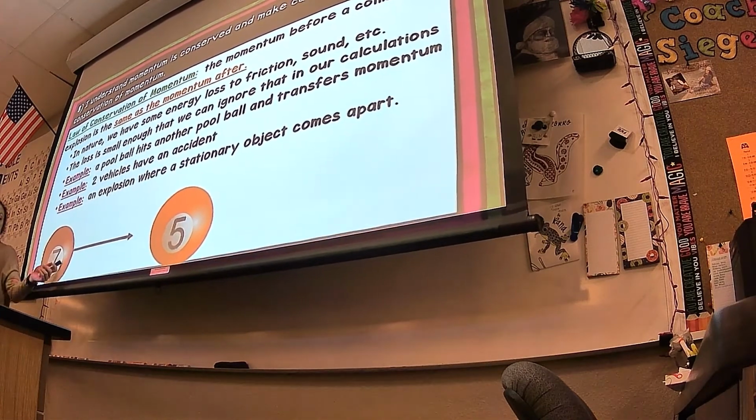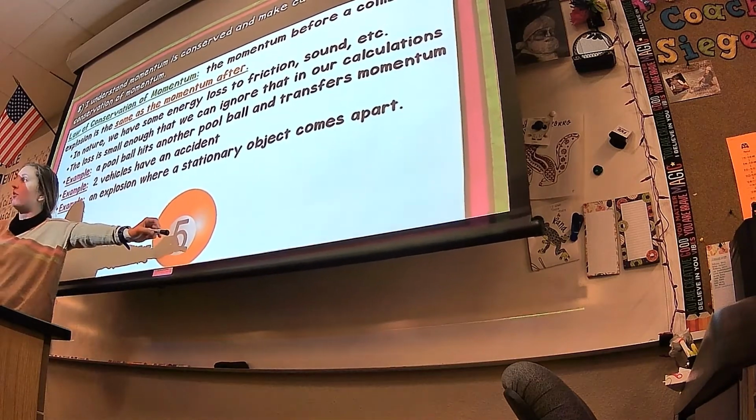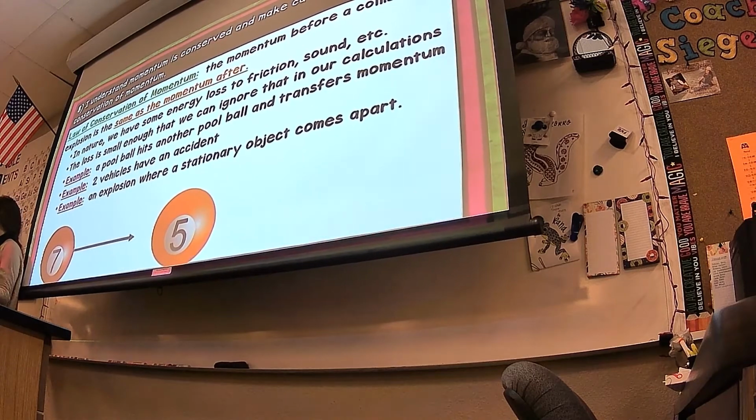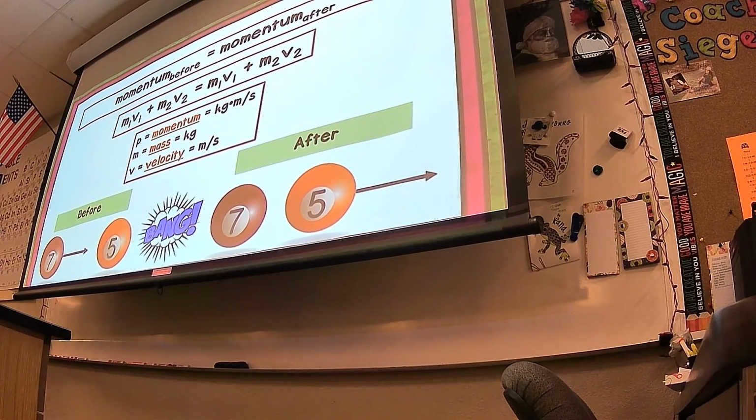Okay? So, the momentum that this number 7 ball has gets transferred to the number 5 ball. The number 5 rolls off, the number 7 is eventually going to slow down and stop. That is conserving momentum. Okay? There's some math involved with conserving momentum. And like I said, it looks scary, but I promise you it is not.